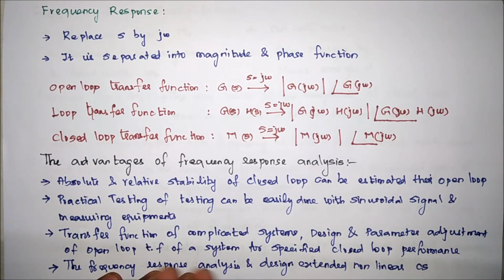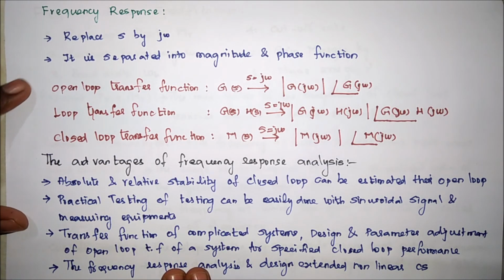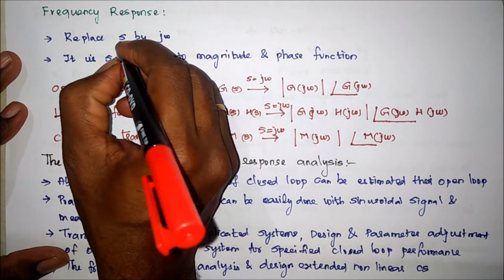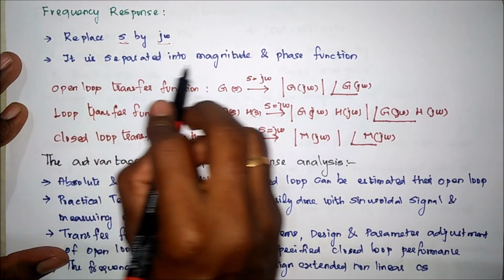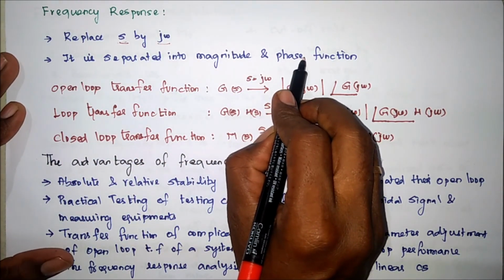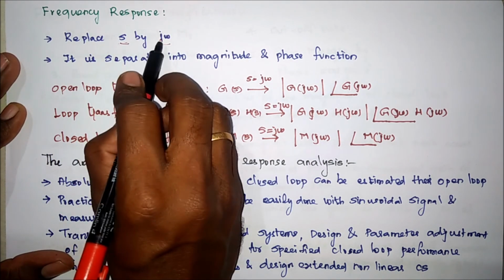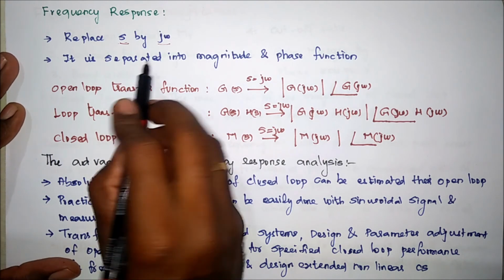In this video, we are going to see about the frequency response. Actually, to get the frequency response from the system, we have to replace s by j omega. Next, it is separated into magnitude and phase form. So in frequency response, after substituting s by j omega, we have to separate the magnitude part and the angle part.